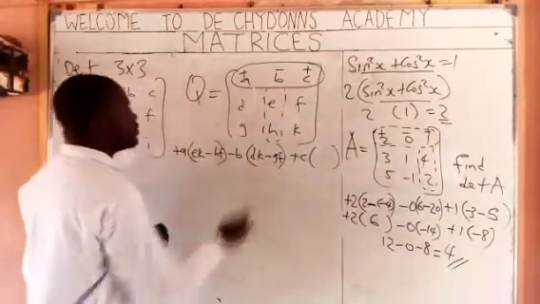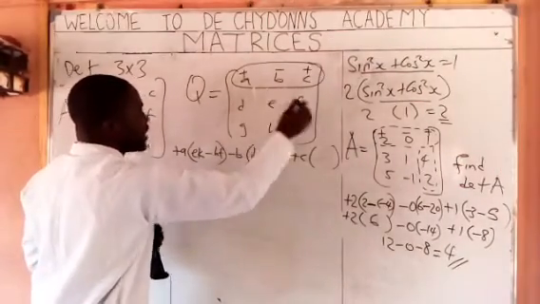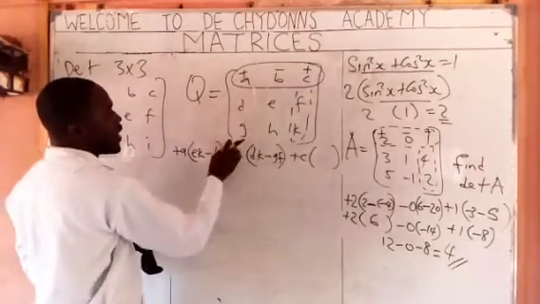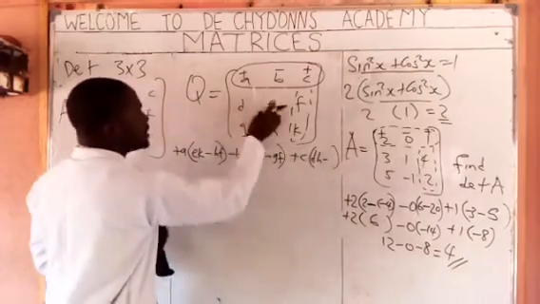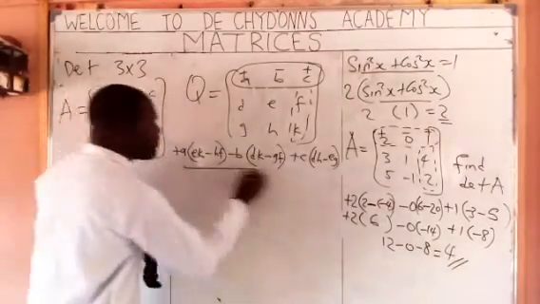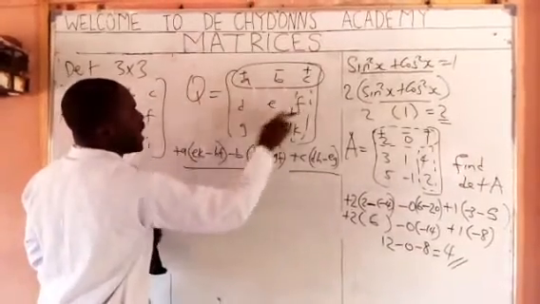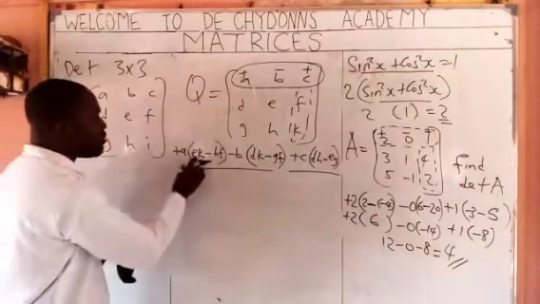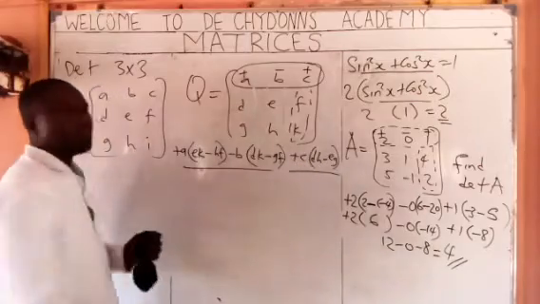Then you come again, clean it, and take the next one. Then we have 4 elements that will appear. D times H, DH. Minus G times E, EG. That is the determinant of this. So if these letters A to K are replaced with numbers, just put in their numbers here and compute.